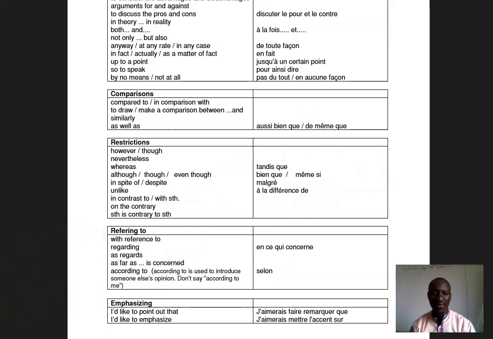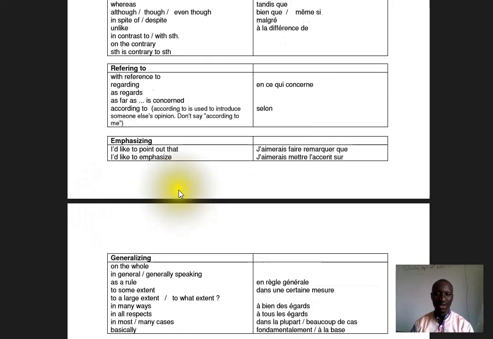Let's go ahead with restrictions. However, nevertheless, whereas, although, though, even though, which mean bien que, même si; in spite of, malgré, or despite, which means malgré in French; unlike, à la différence de; in contrast to, or in contrast with something. On the contrary: something is contrary to something. On the contrary, you can use it also.